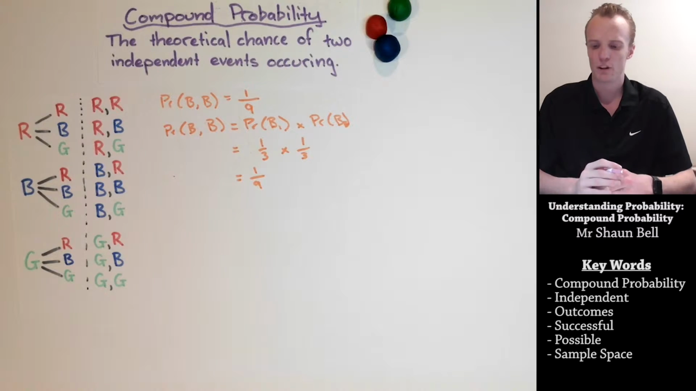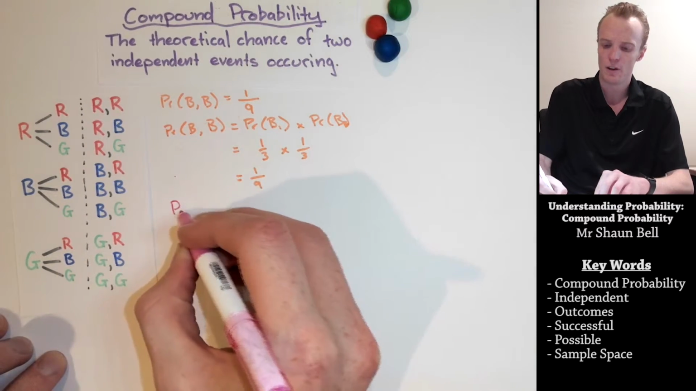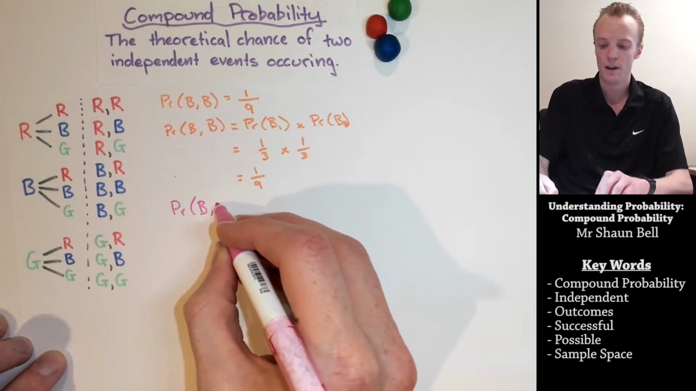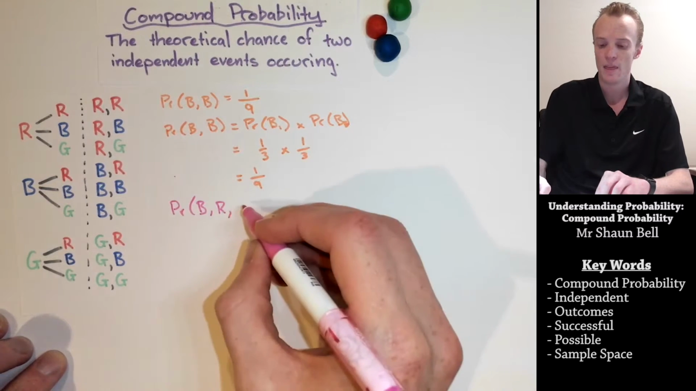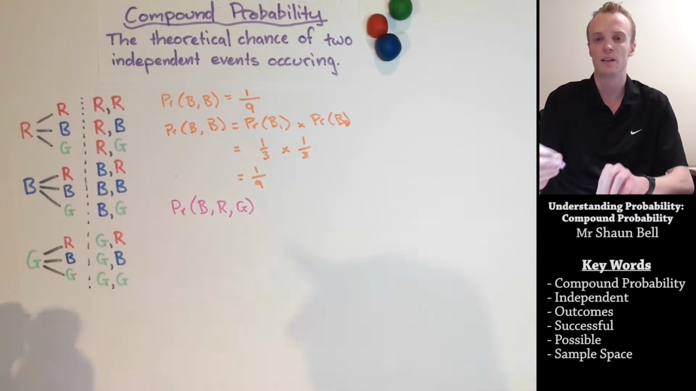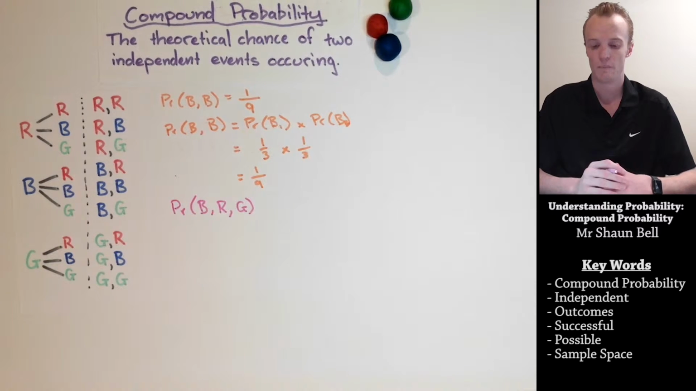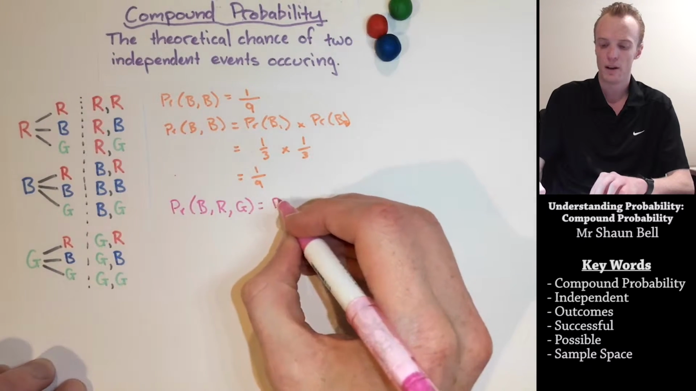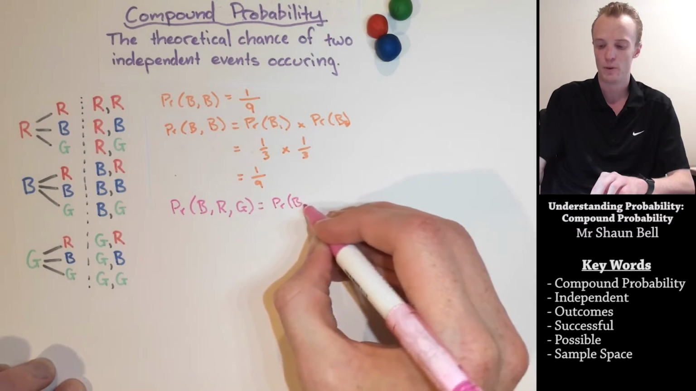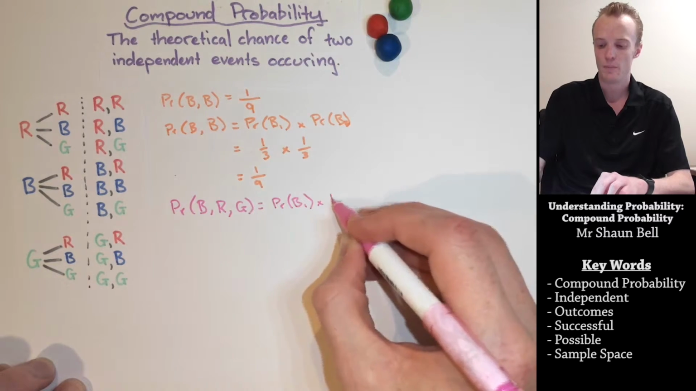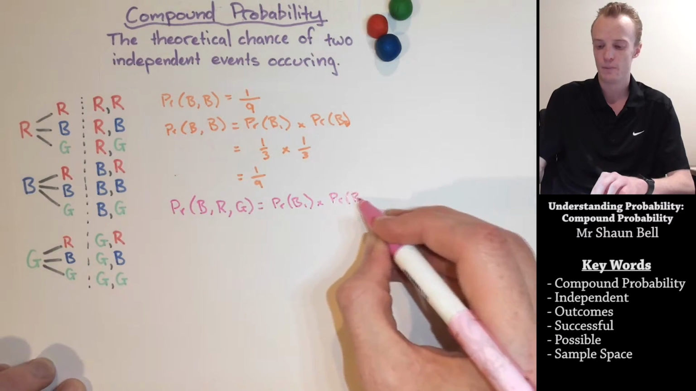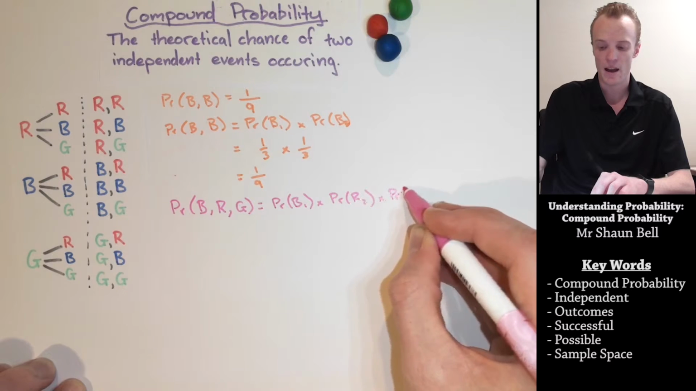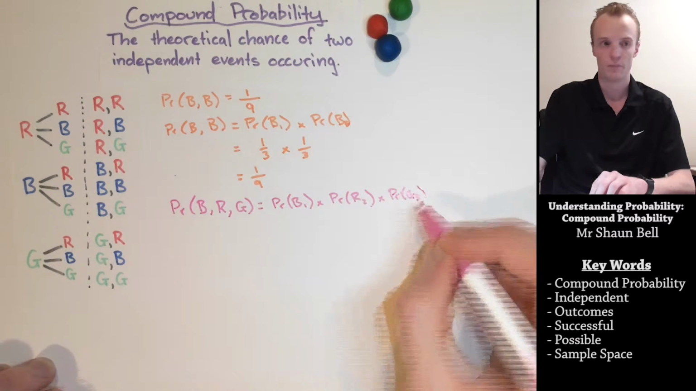Now, let's kick it up a notch. Let's say that we wanted to know the probability of getting a blue ball on our first selection, a red ball on our second selection, and then a green ball on our third selection, in this exact order. Well, we can actually find the chance of this by multiplying the probability of getting a blue ball on the first selection with the probability of getting a red ball on the second selection with the probability of getting a green ball on the third selection.